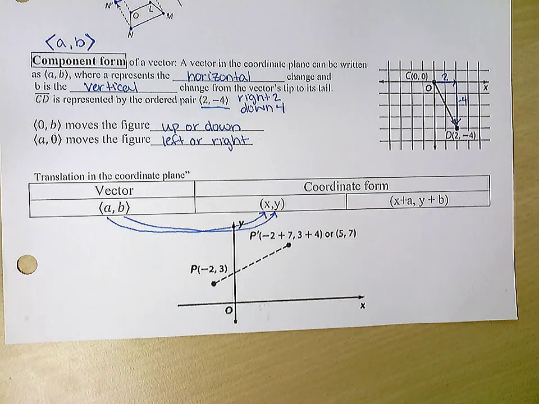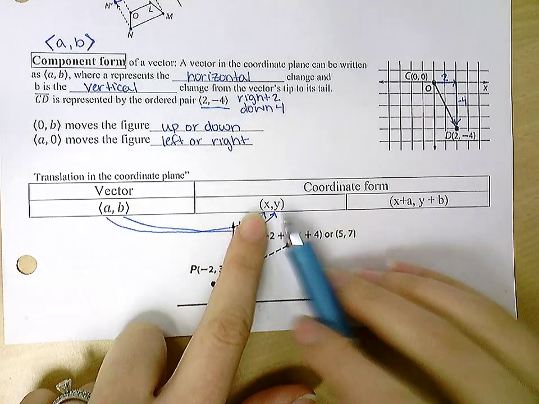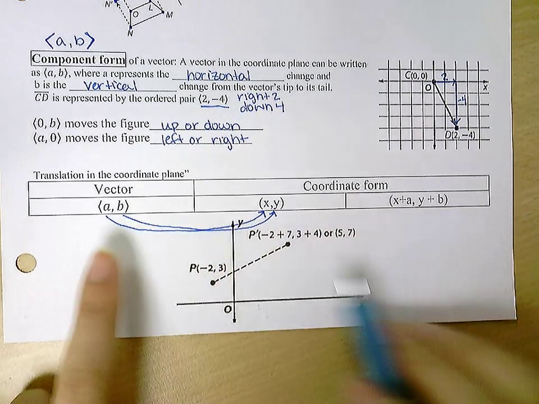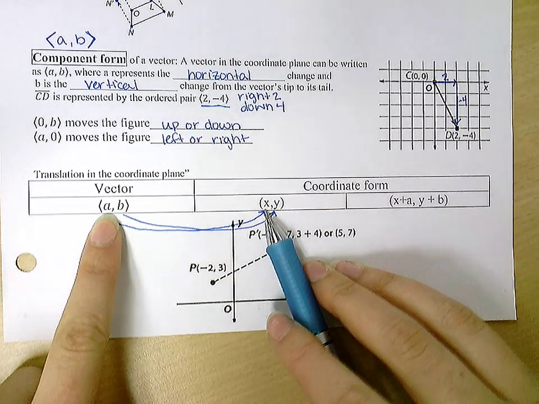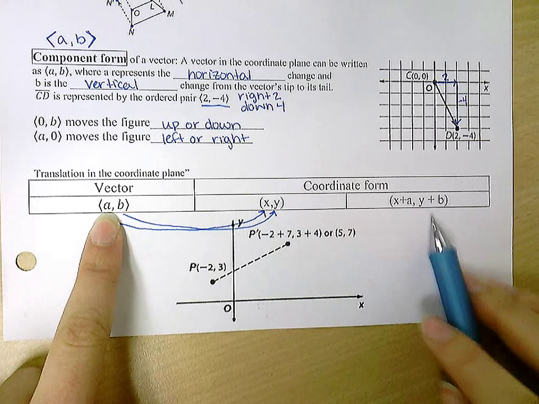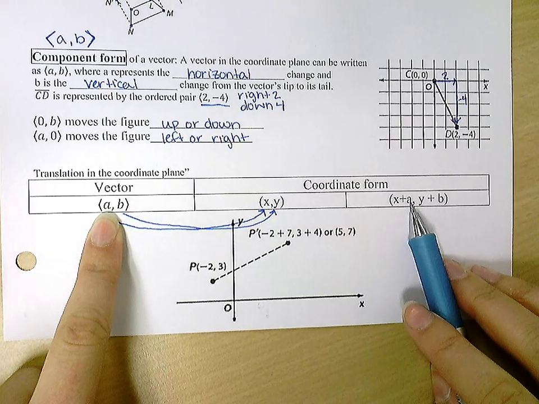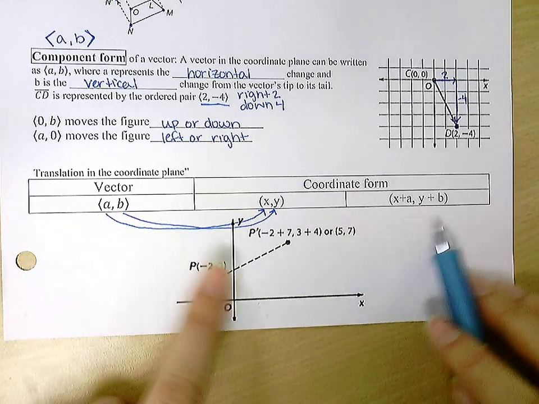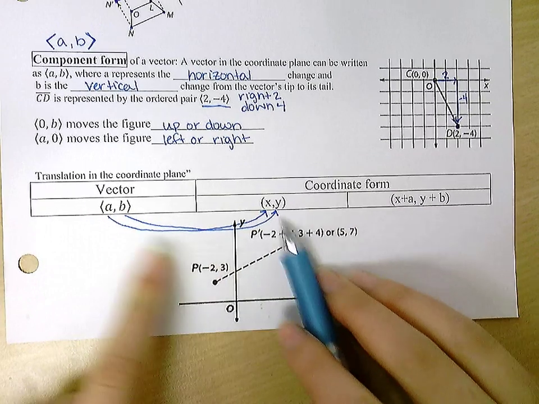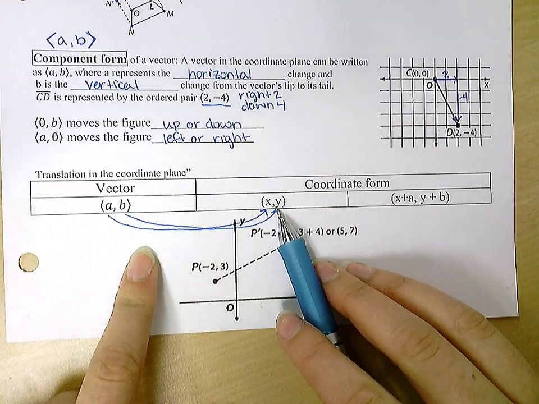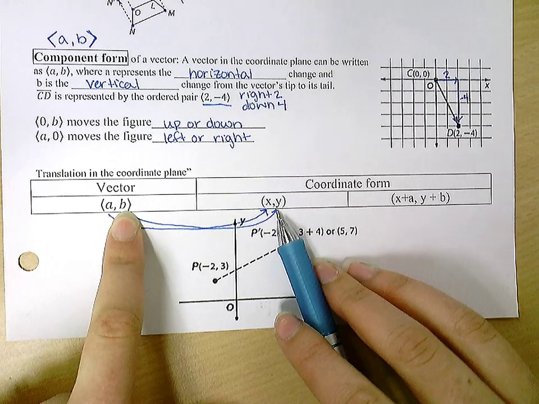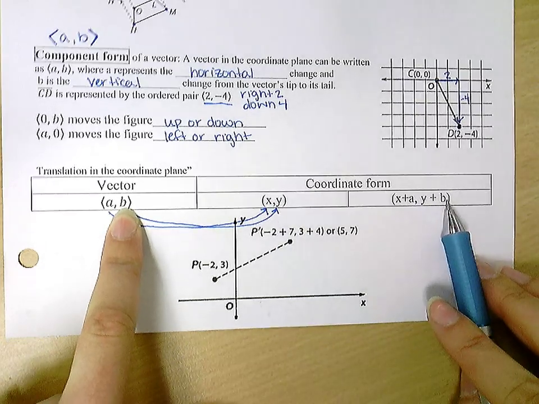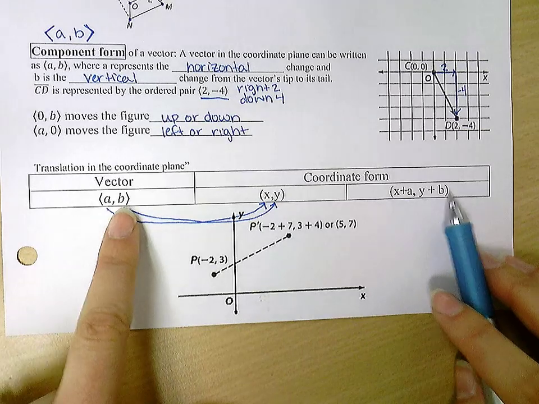So to change from your pre-image to your image, all we have to do is add our original X value to our A value in our vector to get our new X value here. And for our new Y value, we just have to take our original Y value, add in our B value from our vector, and that will give us that Y value in our new image.